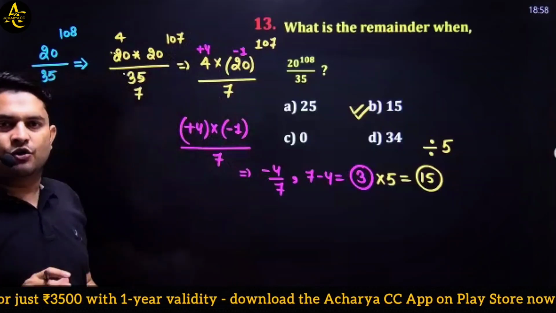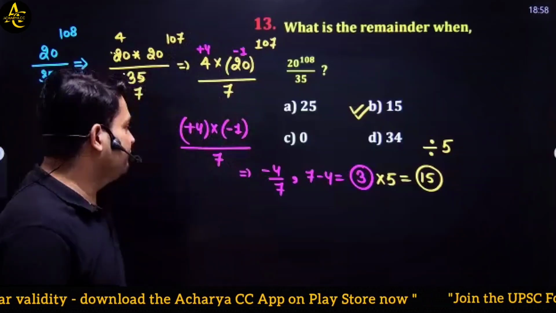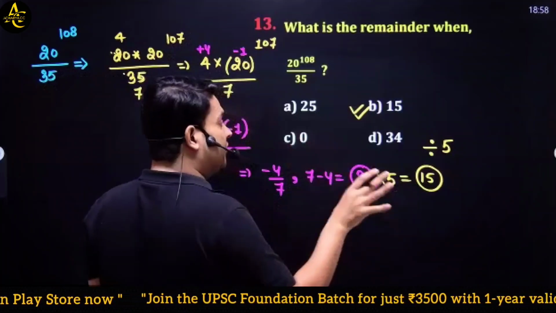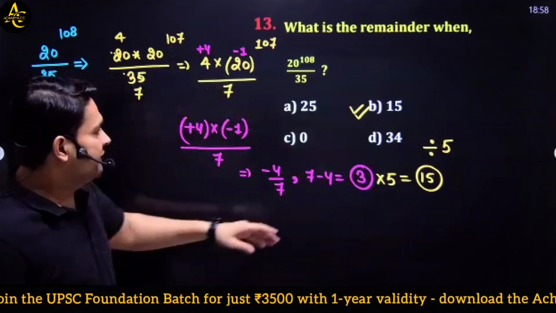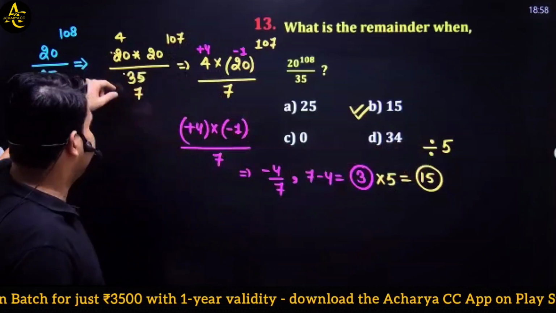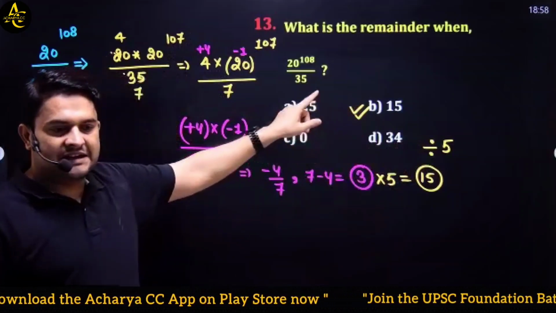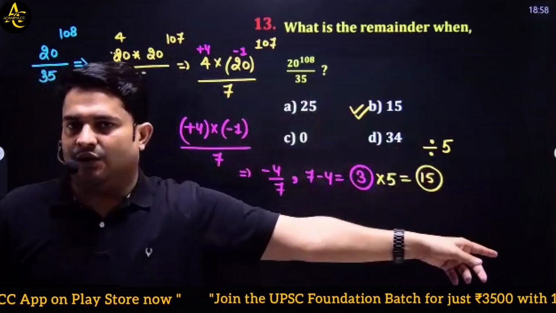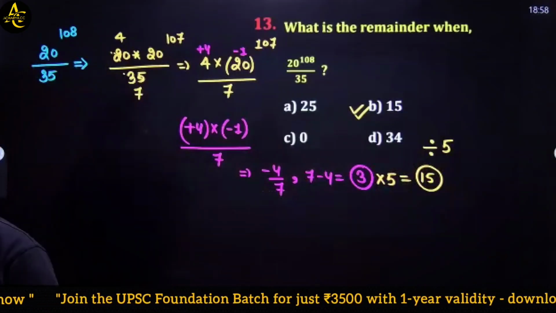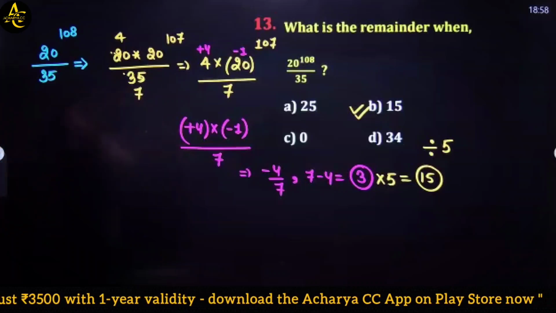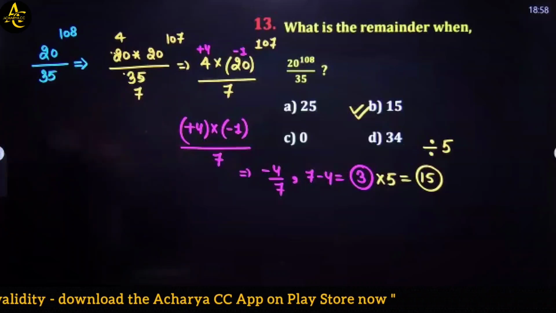Minus cannot be the remainder of any number. So we have to subtract it from 7: 7 minus 4 equal to 3. 3 is also not the answer because I have divided the numerator and denominator by 5. So I have to multiply it by 5. So 5 into 3 equal to 15 is the correct answer. Please tell now, is it clear to you, or should I repeat it once more? Okay, Sai, very good.